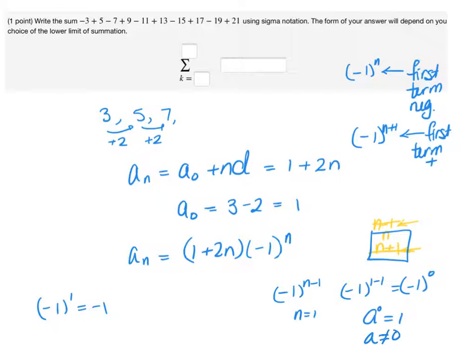So we don't typically use the n minus 1 for the alternating, for the negative part. We can use it if it's part of the ratio, but it's an alternating sequence, so we're not going to use the n minus 1. We typically only use these two here.